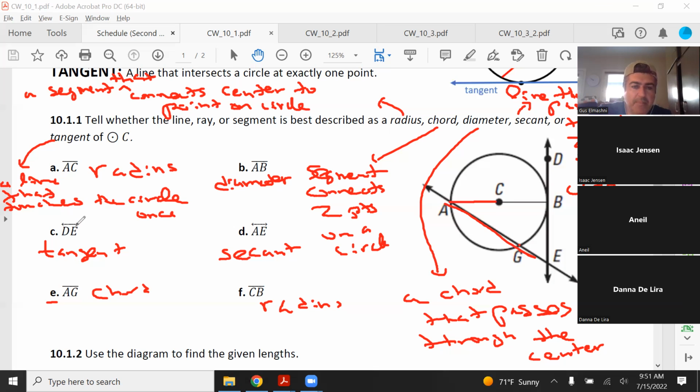So anyway, there we go. That's just more terminology. Any questions on this? Okay. So let's keep moving.